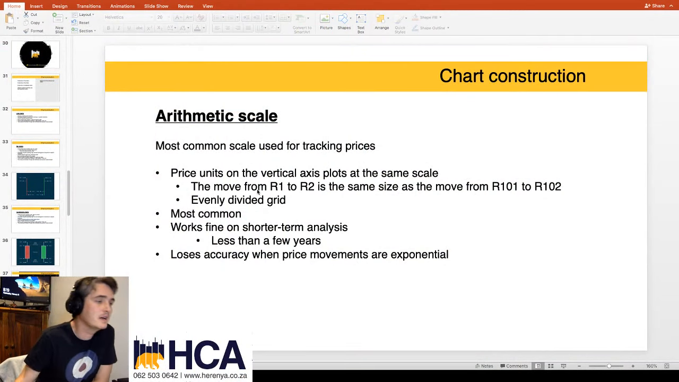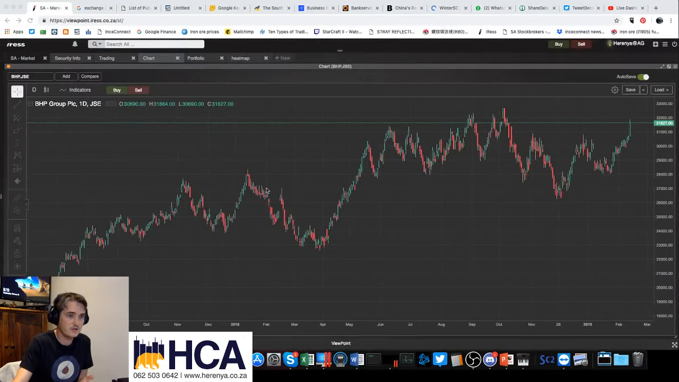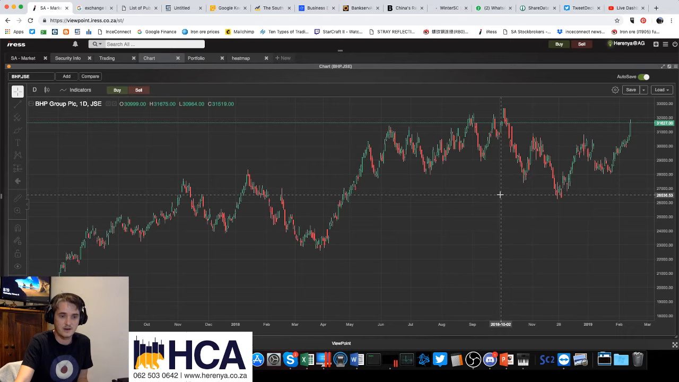Alright, so when looking at the different types of scales that you can use, there is the arithmetic scale, which is the most commonly used for tracking prices. And then there is the semi-logarithmic scale. So I'm going to go through some of the differences between these two. Starting with the arithmetic scale, most commonly this is the one that we use. If you look at this, this is an arithmetic scale.